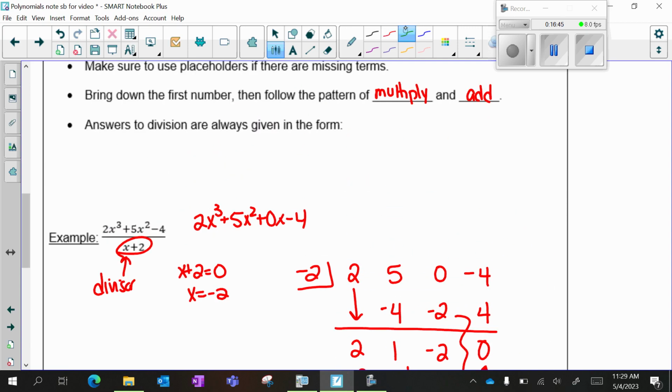Remember that division problems are always written for my answer as quotient, and then if there's remainder, it's plus the remainder over the divisor.